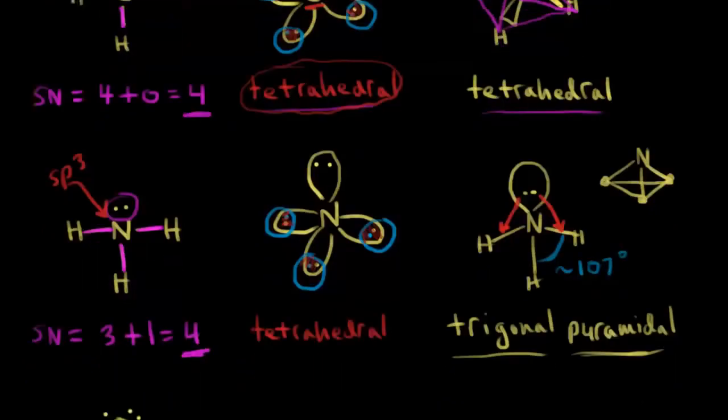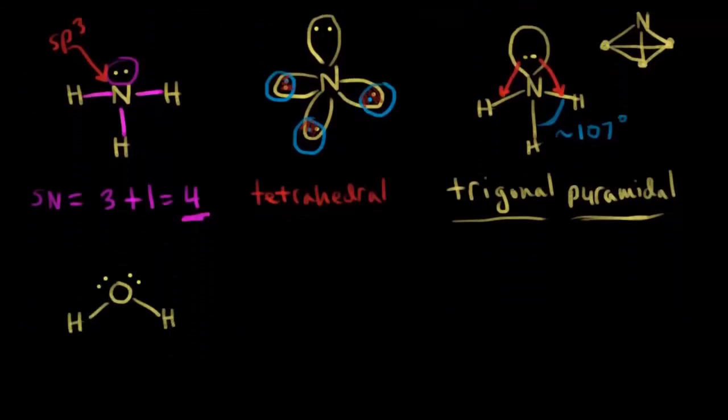All right, let's do one more example. Let's do water. First we calculate the steric number. The steric number is equal to the number of sigma bonds, so that's 1, 2, so 2 sigma bonds, plus the number of lone pairs of electrons. Here's a lone pair, here's a lone pair. So we have 2 plus 2, which is equal to 4.